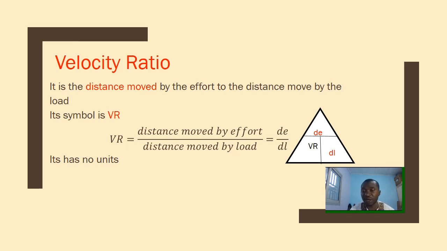This triangle is the same as the one we use for mechanical advantage. It's also used to do simple calculations using velocity ratio, distance moved by effort and distance moved by the load. So if you have load, distance moved by load, and velocity ratio, you can calculate the distance moved by the effort by simple calculations as we did for mechanical advantage. Now let's do some calculations using mechanical advantage and velocity ratio.